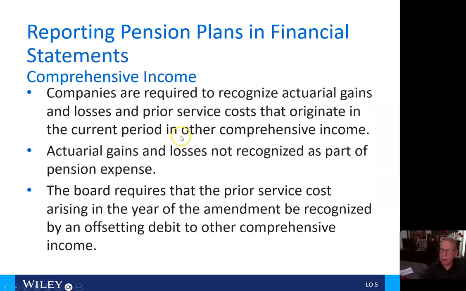All right, comprehensive income. Companies, number 1, are required to recognize actuarial gains and losses and prior service costs that originate in the current period in other comprehensive income. And number 2, actuarial gains and losses not recognized as part of pension expense. Okay. And number 3, the board requires that the prior service cost arising in the year of the amendment must be recognized by an offsetting debit to other comprehensive income.